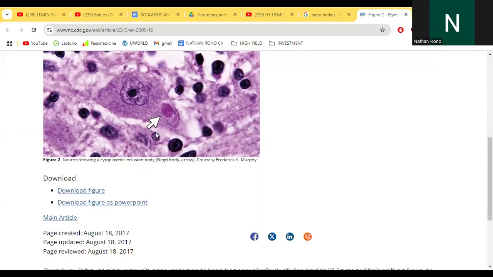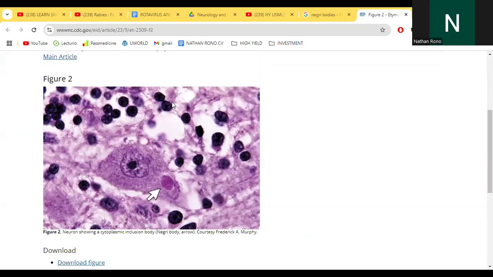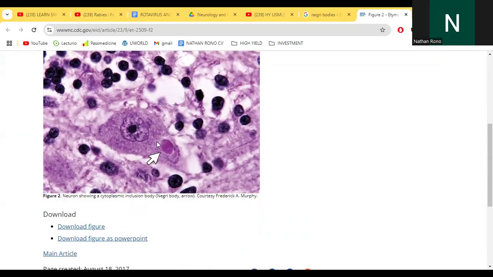Can you see this? Can you see my slide? So this is what we call Negri bodies. These are things that are found on autopsy.